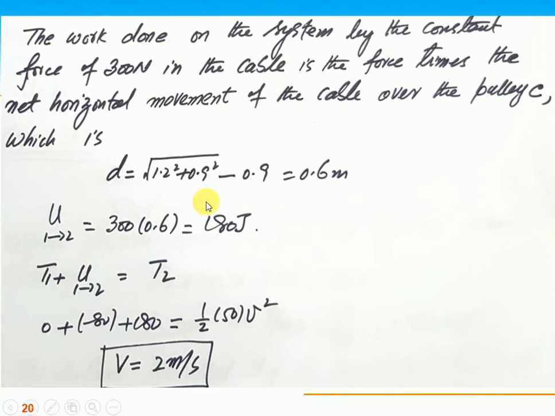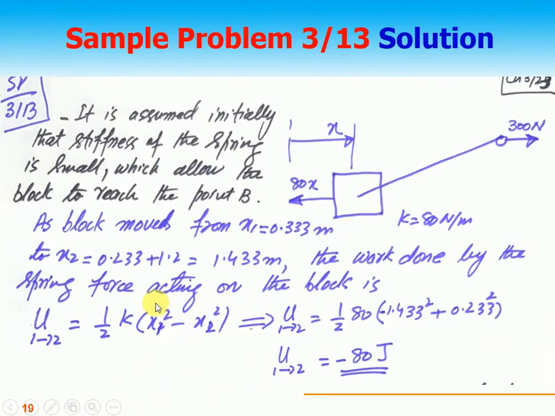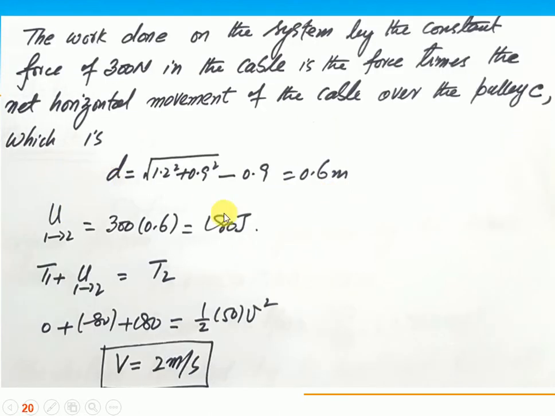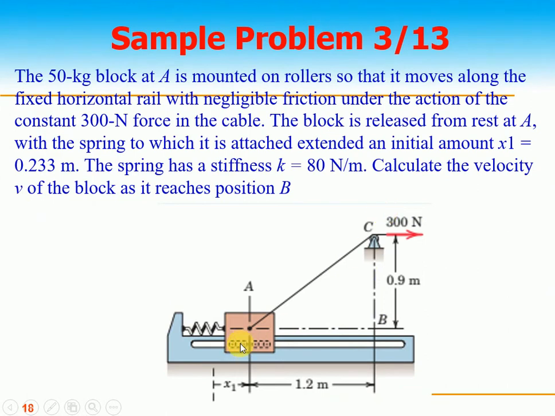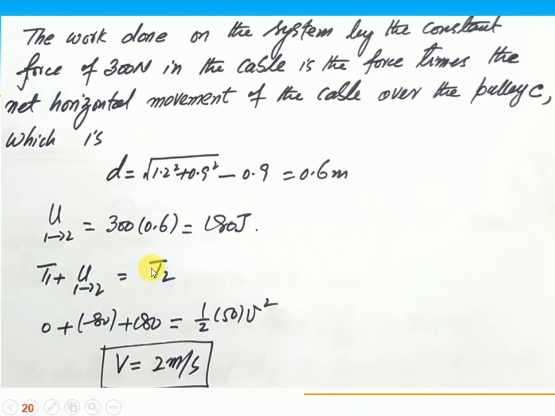The work done on the system by the constant force of 300 Newton in the cable is the force times the net horizontal movement of the cable over the pulley. What is the work applied by the 300 Newton force? That should be the distance traveled. If you see, this is the total rope. When we move from here to here, the length of the rope is the square root of 1.2 squared plus 0.9 squared, which is 1.5 meters, minus the length when it reaches here, which is 0.9. So the distance traveled is 0.6 meters. So simply 300 times 0.6 is 180 Newton meters.